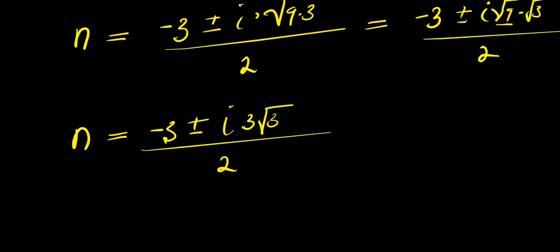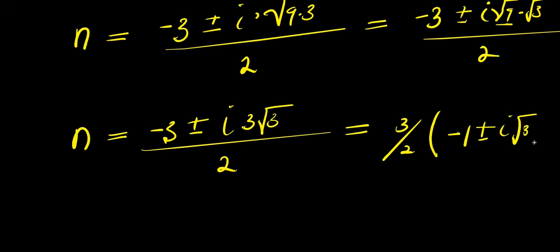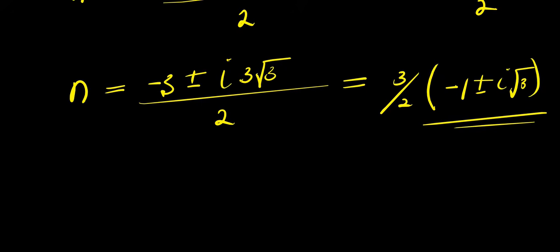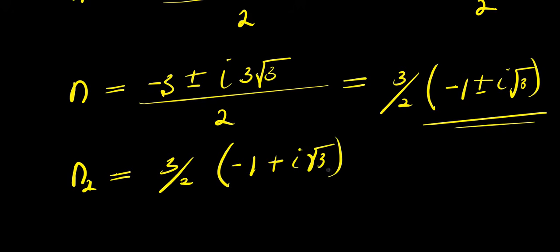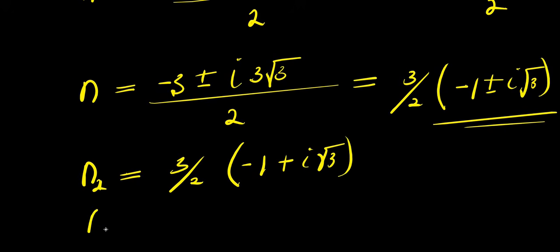So from here, we have n equals negative 3, or let's factor out the 3, we can have 3 over 2 of negative 1 plus or minus i times root 3. So we have two complex values for n. n2 will be 3 over 2 of negative 1 plus i times root 3. And n3 will be 3 over 2 of negative 1 minus i times root 3.